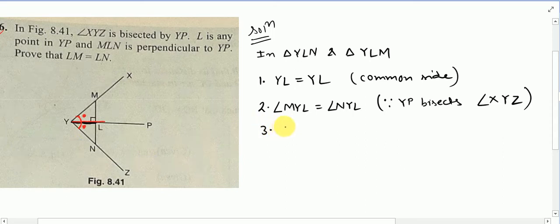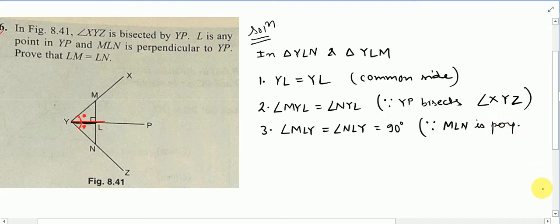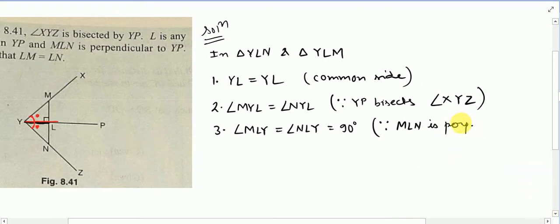Number 3, angle MLY is equal to angle NLY equal to 90 degrees. Reason is this MLN is perpendicular. Okay, since MLN is perpendicular to YP. Okay.